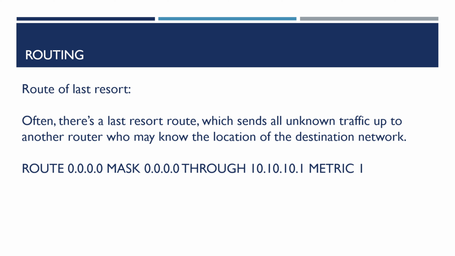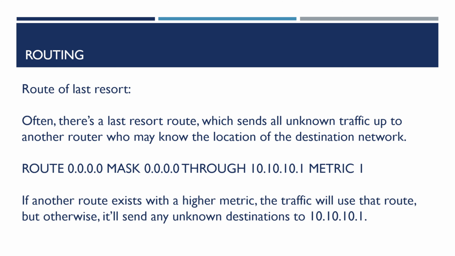We're going to route all internet through 10.10.10.1 with a super low metric, meaning anything that has a slightly better idea of what's going on will take priority. If another route exists with a higher metric, the traffic will use that route, but otherwise, it will send any unknown destination out to 10.10.10.1.